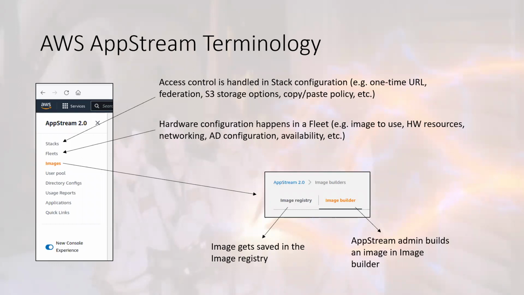The next one is fleets. Basically, think of fleets like VMware or VirtualBox. This is where you're managing the hardware settings. How much disk space is this thing going to get? CPUs, Active Directory. This is also something I found really interesting when I was testing something in AppStream.